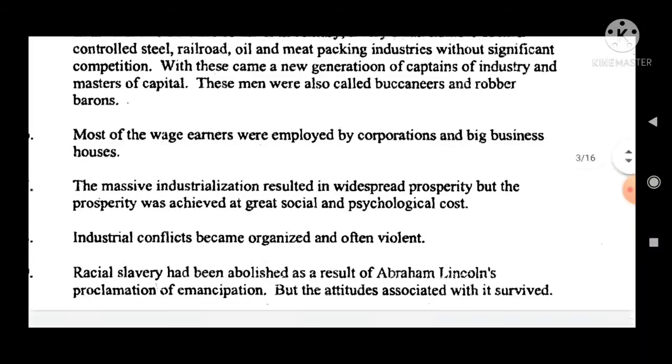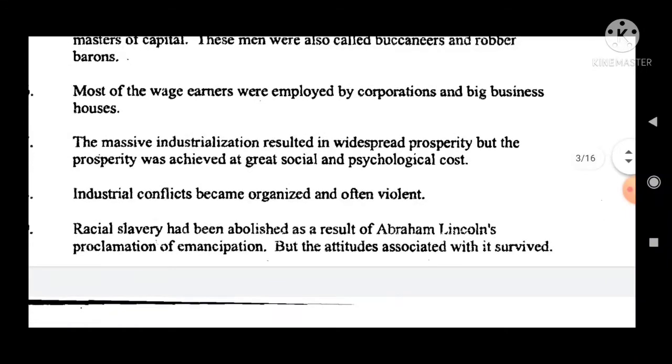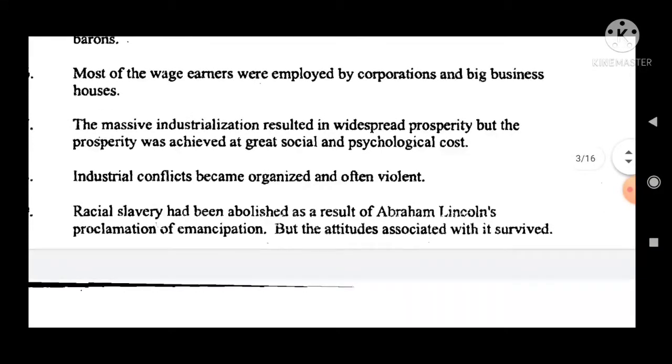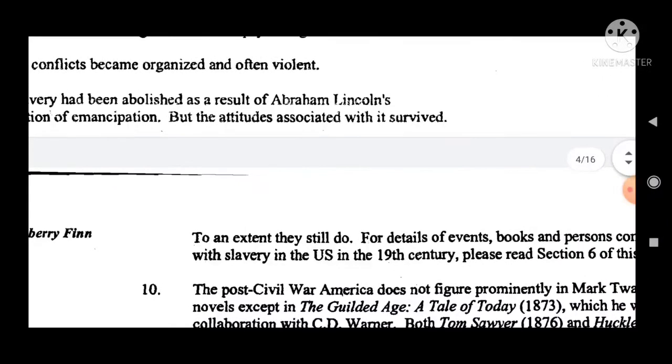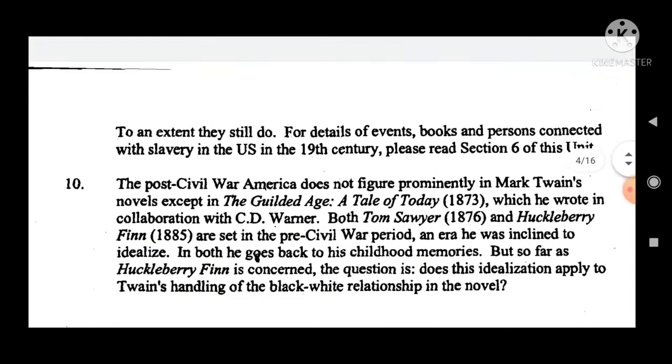Most of the wage earners were employed by corporations and big business houses. The massive industrialization resulted in widespread prosperity, but the prosperity was achieved at great social and psychological cost. Industrial conflicts became organized and often violent. Racial slavery had been abolished as a result of Abraham Lincoln's proclamation of emancipation, but the attitudes associated with it survived. To an extent, they still do.